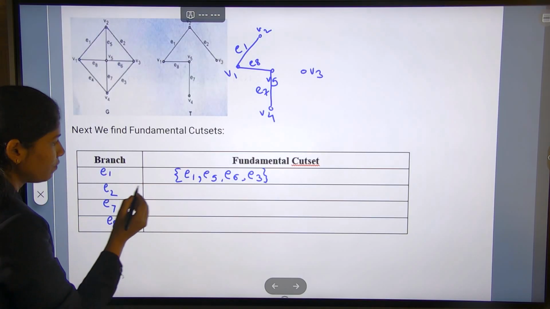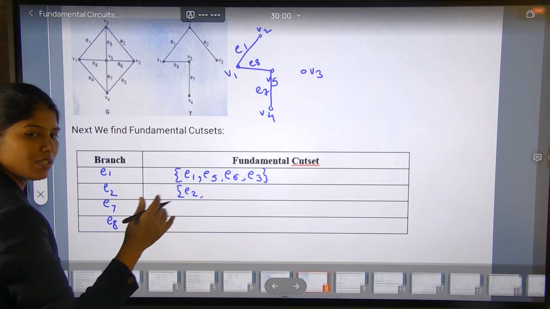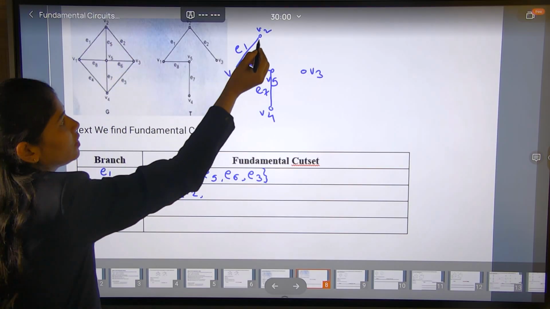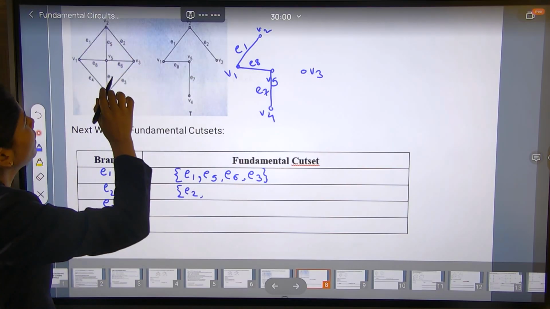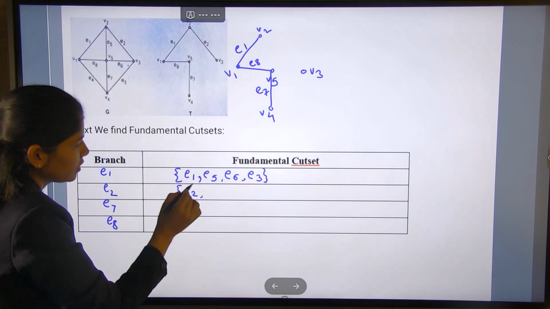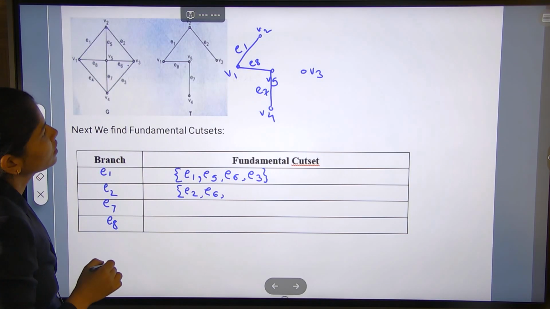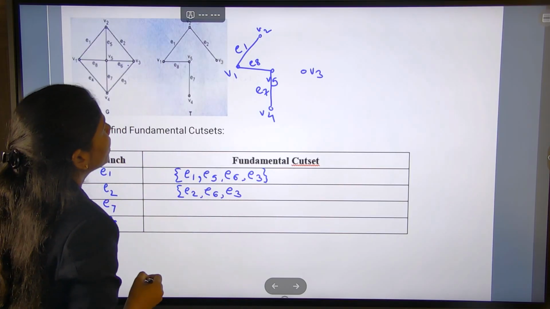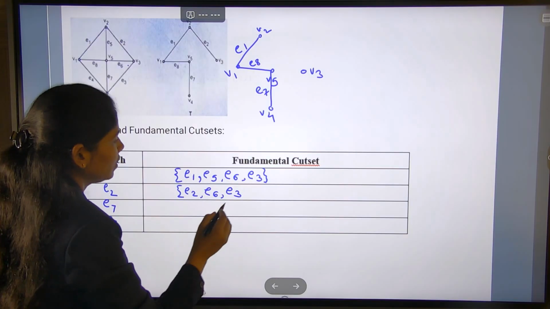So first one is E2 itself. Then check for the chords. If we join E5, we do not get the connected one, therefore don't write E5. If we join E6, we get the connected graph, so write down E6. If we join E3, again we get connected. That's it.